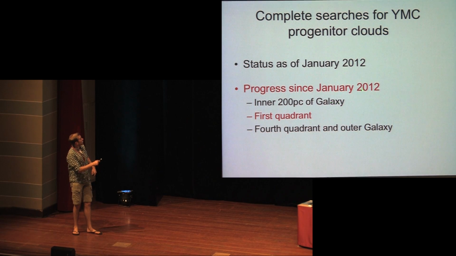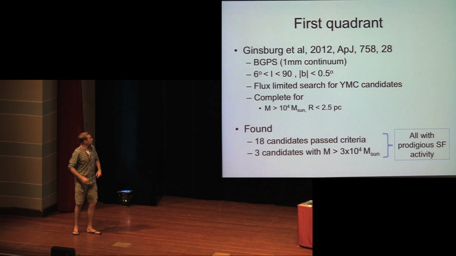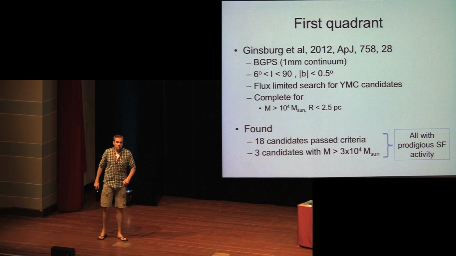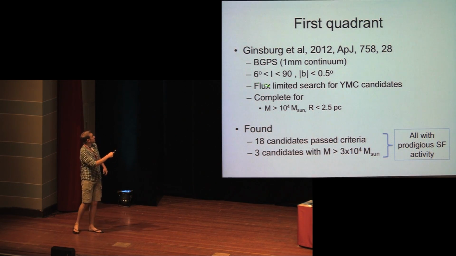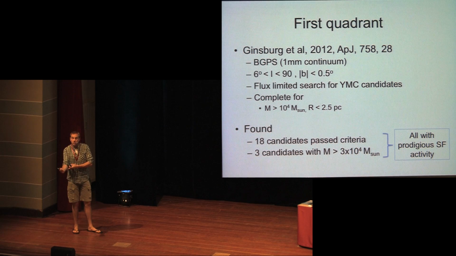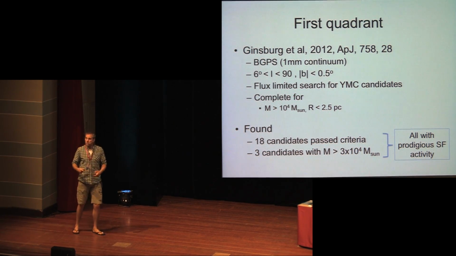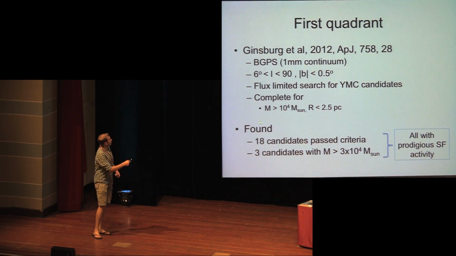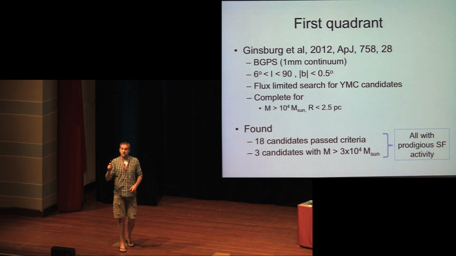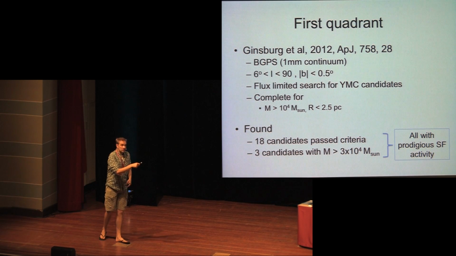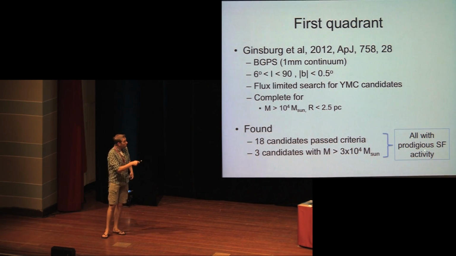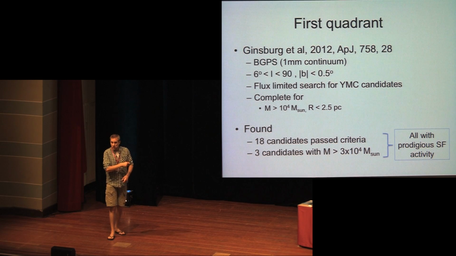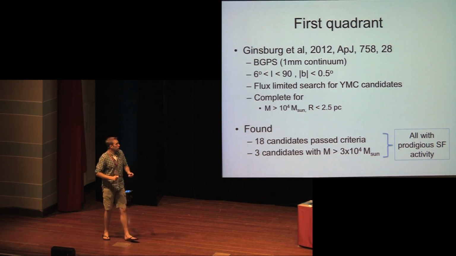Okay, so that's what we know about the inner 200 parsecs, or about the first quadrant. This is work by Adam Ginsberg and collaborators, where they used the BGPS in the first quadrant, and with a flux-limited search, were complete for clouds of 10 to the 4 solar masses or larger in radii of 2.5 parsecs or less. What they found was that there were 18 clouds that passed this criterion, 3 of which were more massive than 3 times 10 to the 4. But the really important thing, and the big difference between this and the center of our galaxy that I'm going to come back to later, is that all of these, every single one, has prodigious star formation activity. That's going to be important.